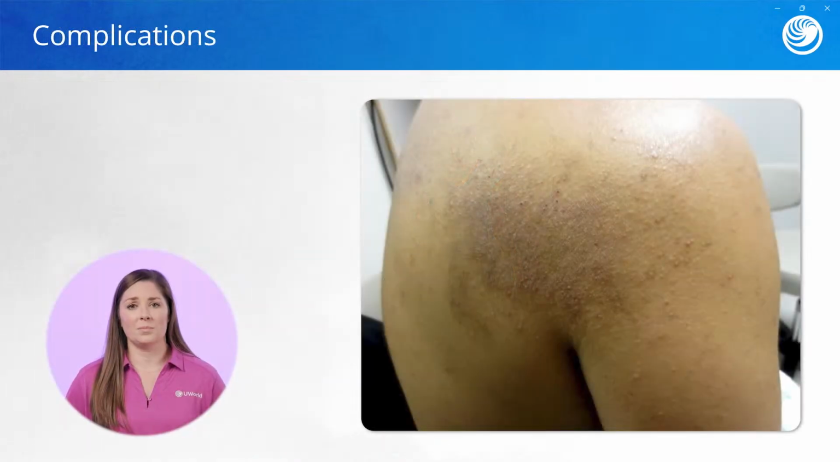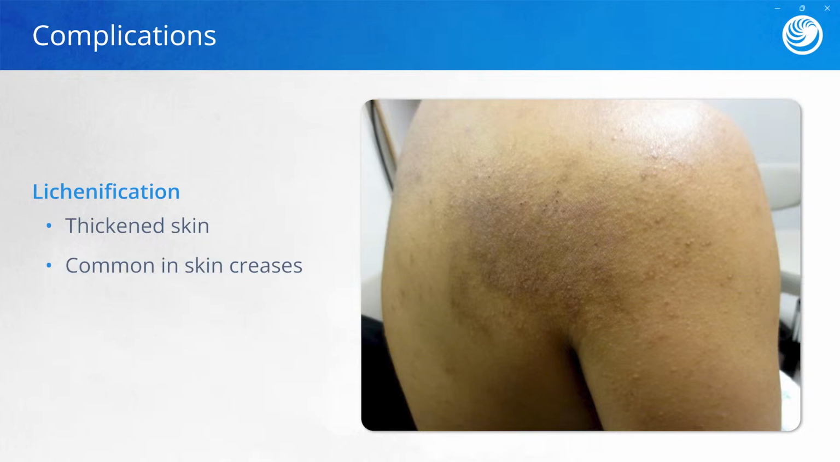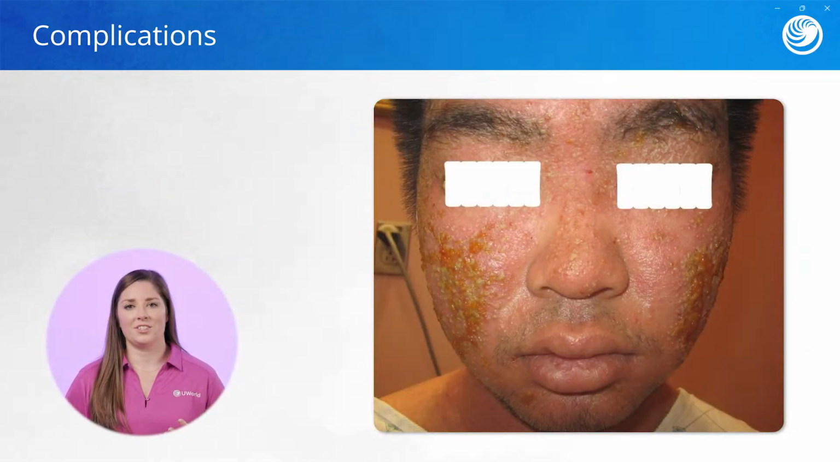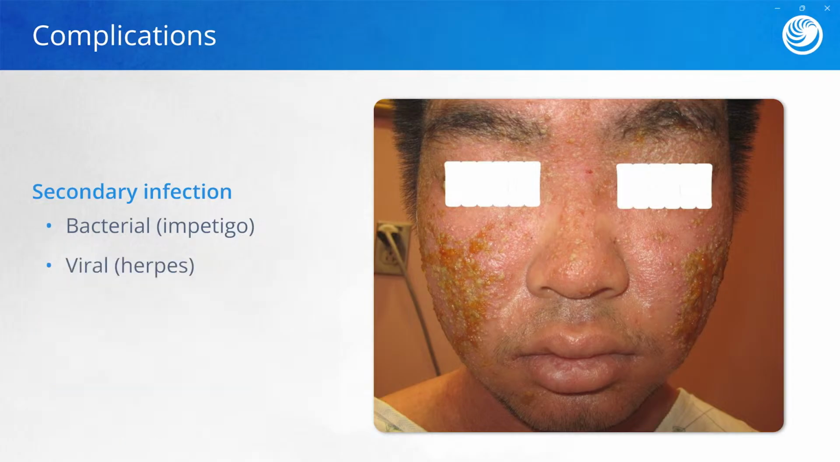The most common complication of atopic dermatitis is lichenification, or just a thickening of that skin. We see this most commonly, again, in the skin folds and with clients with a more chronic disease process. The most common complication from eczema is secondary infection, and that's due to our impaired skin barrier. The skin is again exposed to all the elements, including bacteria and viruses. The two most common bacteria that live on our skin are staph and strep.